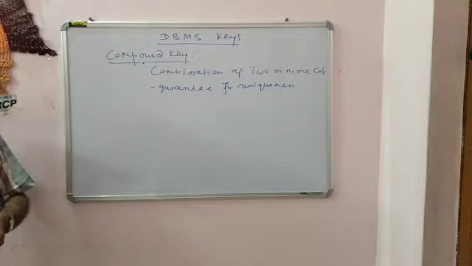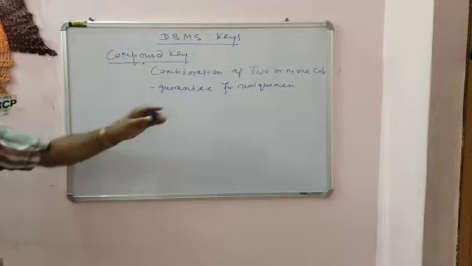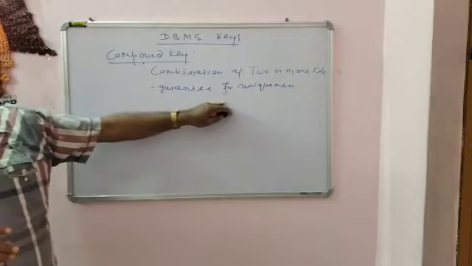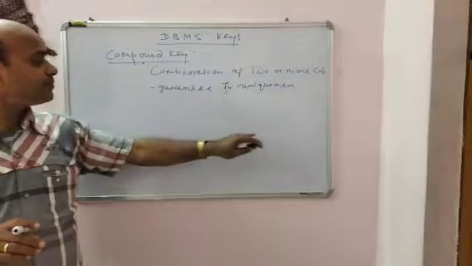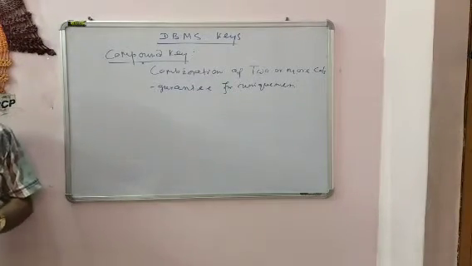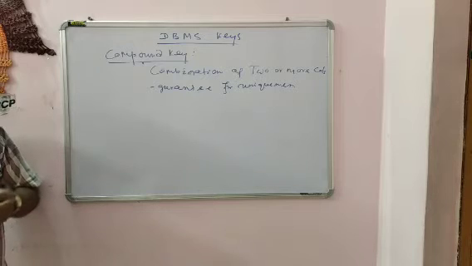So the combination of columns guarantees uniqueness, though individually uniqueness is not guaranteed. We will see an example. Individually they are not guaranteed to be unique, but in combination they guarantee uniqueness. Hence, they are combined to uniquely identify records in a table.